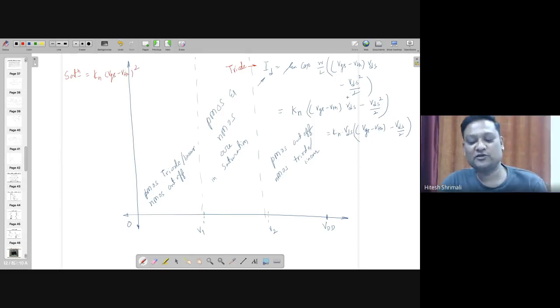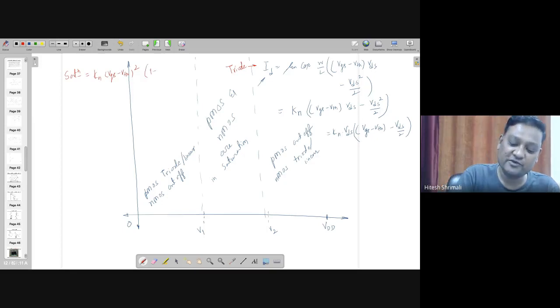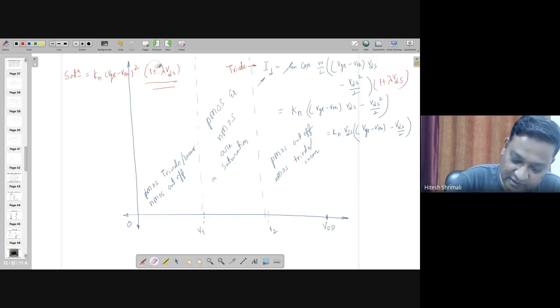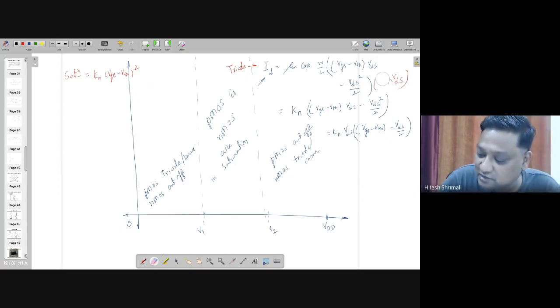Note that in both the equations, I have not used channel length modulation. However, in reality, channel length modulation will be there, and the equation will be as follows. You have to add one more parameter, right? So lambda VDS has to be there. Anyway, we are not considering that, and on top of that, we are also not considering the body effect. The body effect can also contribute if you are connecting source and body of the circuit at different potentials.